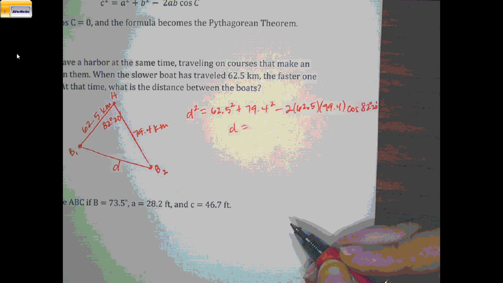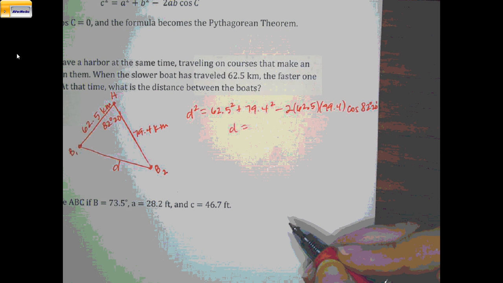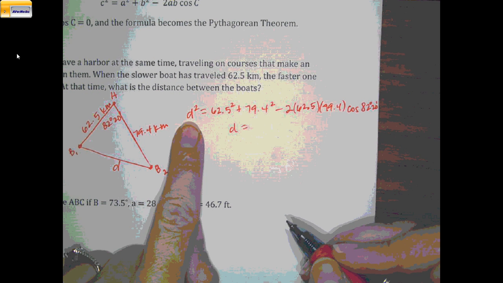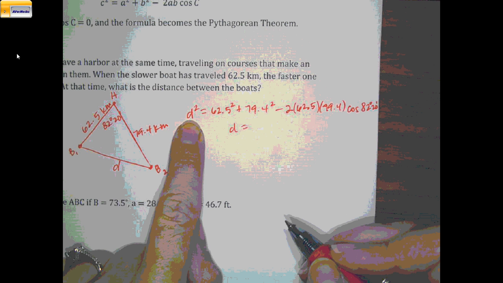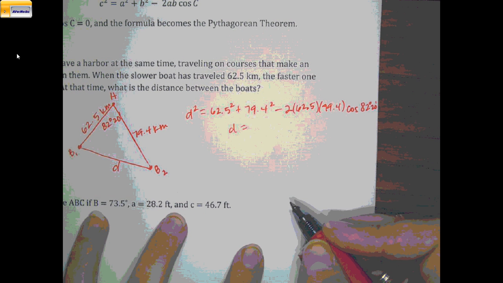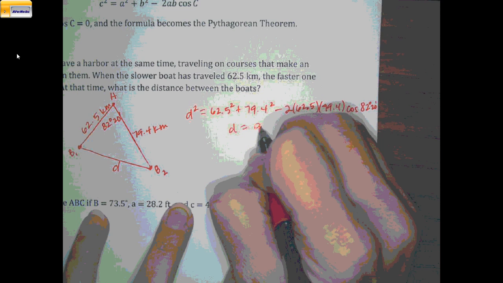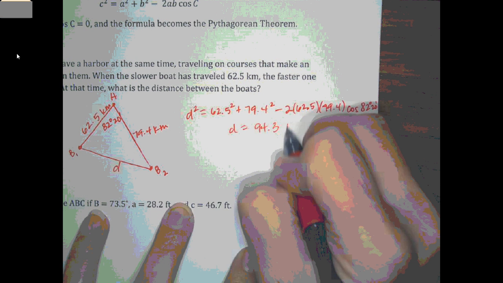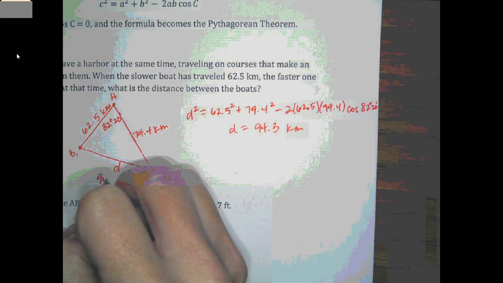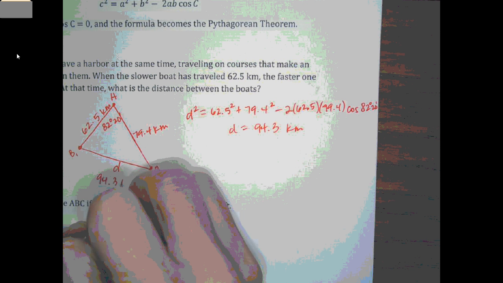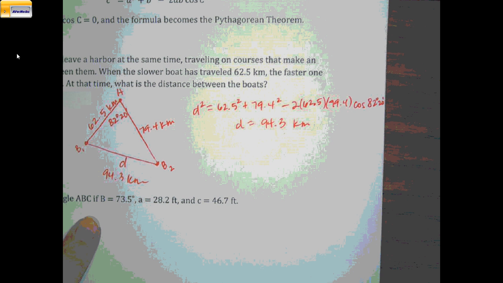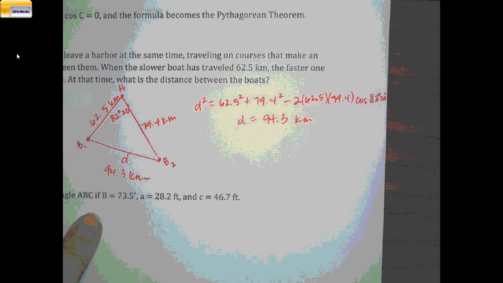Can you leave the answer like that, or do we need to do something else? Square root. Very good. Don't forget, we've got to take the square root of both sides. So, Carson, tell me what you get, dear. Got 94.3. Anybody else get that? Good job. 94.3 kilometers. Questions on how to use the law of cosines? Everybody okay?